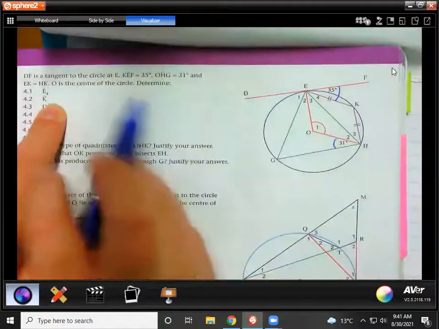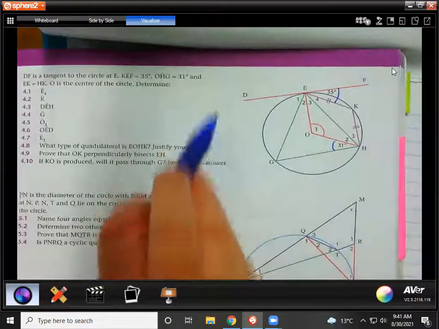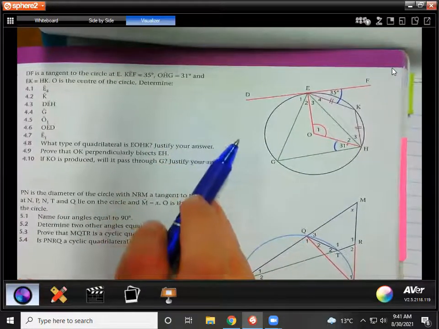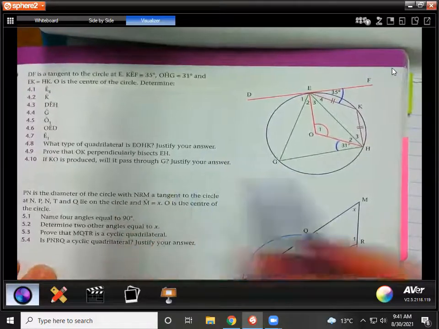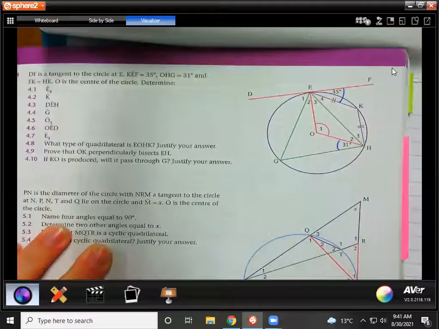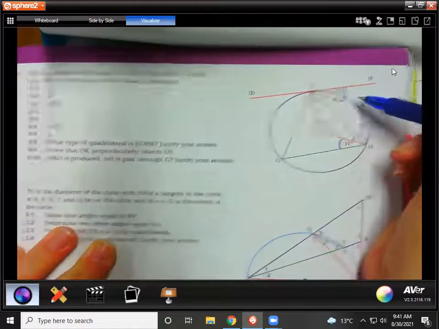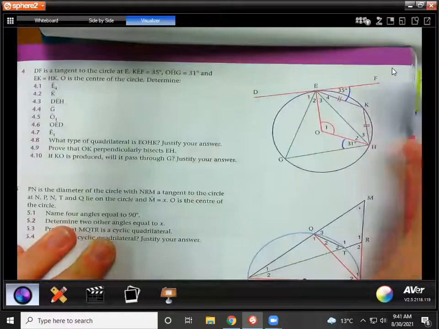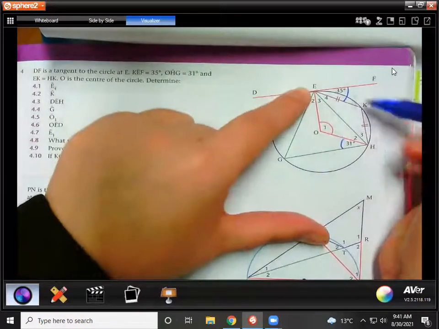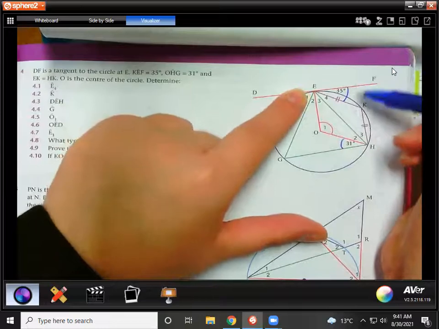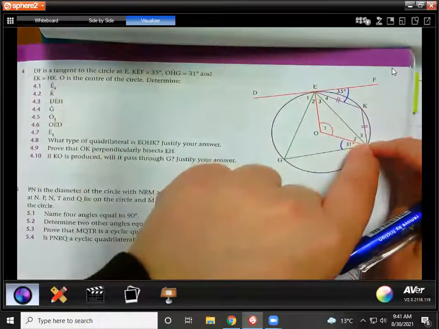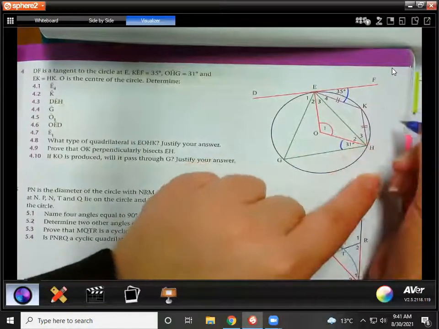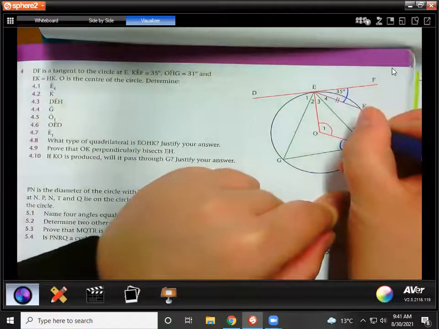Determine E4. Now, if they had put mark allocations on the side, it would be a bit easier to see how much working you have to do for each one, all right? Obviously, that will be the case in the test or exam. But what I did for E4 was I used the tan chord theorem. Oh, they did tell us that DF is a tangent. So I used the tan chord theorem here. I said this angle between the tangent and the chord is equal to that angle subtended by the chord. So H3 is 35.